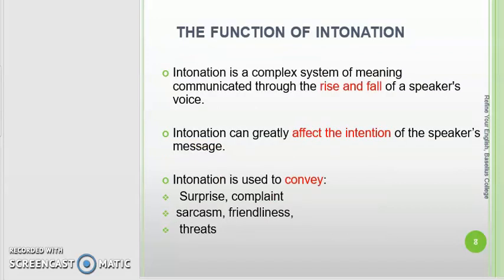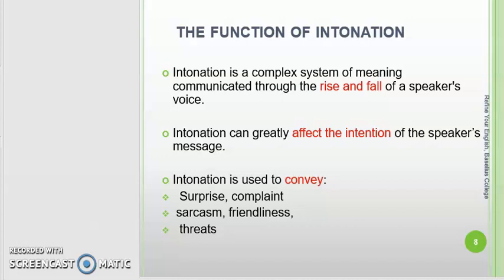The next is intonation. Now, intonation is also very important. Intonation is a complex system of rise and fall. When you're saying a command, it's a falling tone. Shut the door, please. Shut the door. It's falling. Oh, will you shut the door? A question is a rising tone. Will you shut the door? So this intonation of rise and fall in the speaker's voice is equally very important.